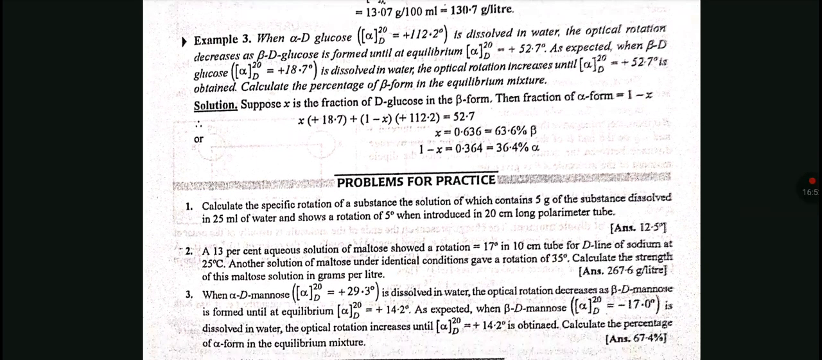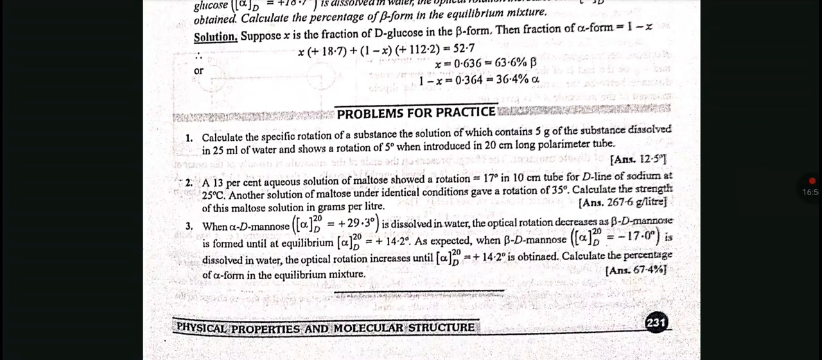Now here are some problems for your practice. You may do them. Calculate the specific rotation of a substance whose solution contains 5 gram of the substance dissolved in 25 ml of water and shows a rotation of 5 degrees when introduced in a 20 cm long polarimeter tube. Its answer is 12.5 degree.